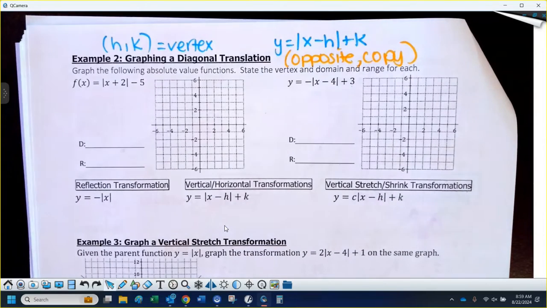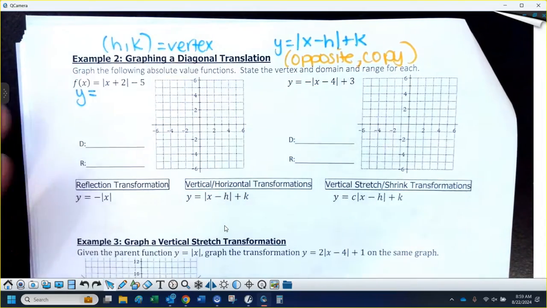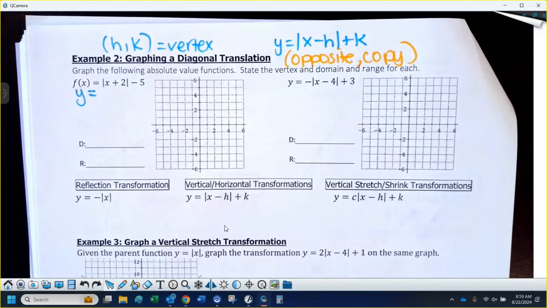And if you guys see this, I just mix these in a couple of ways. f of x is just function notation. That is the same thing as y equals. So if you see that on anything, that's just what it means. It's just a different type of notation.